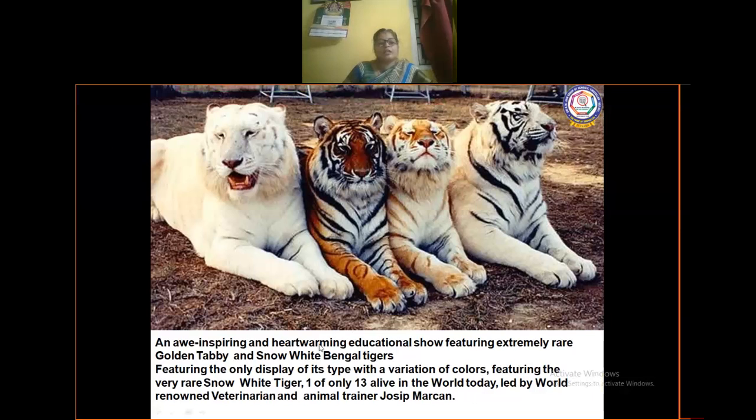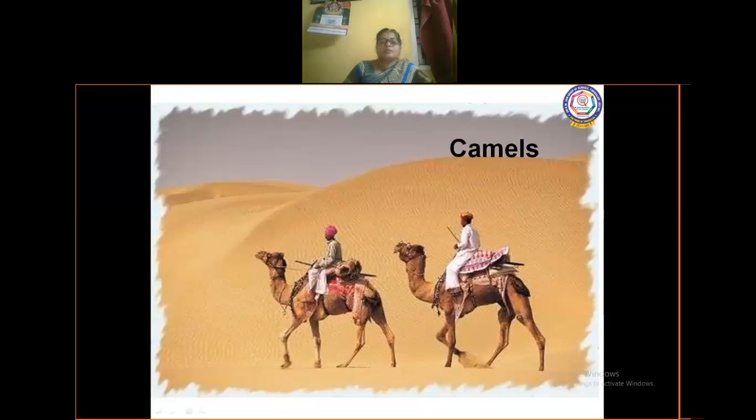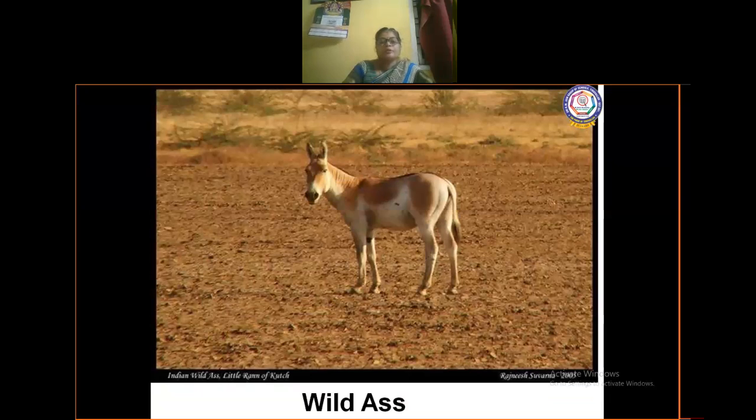Beautiful Bengal tigers. You can see what the features are. It's called the national animal of India, the Royal Bengal tiger. The camels in the desert. Isn't it a good view for you? And this is a wild ass.